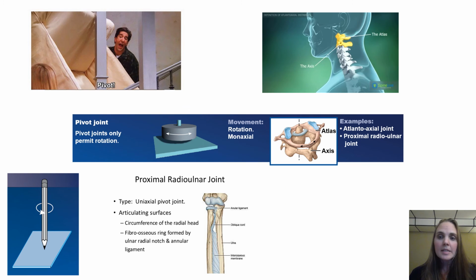The pivot joint, have to stick the pivot meme in here from Friends. So the pivot joint allows for monoaxial rotation. So rotational movement, remember? That pencil just spinning, rotating back and forth without angular motion.